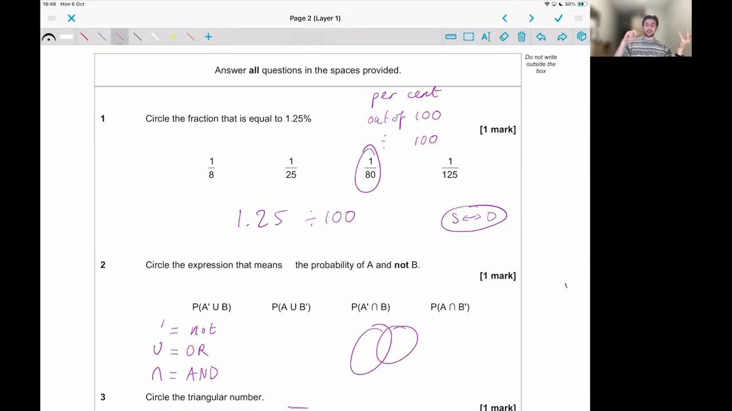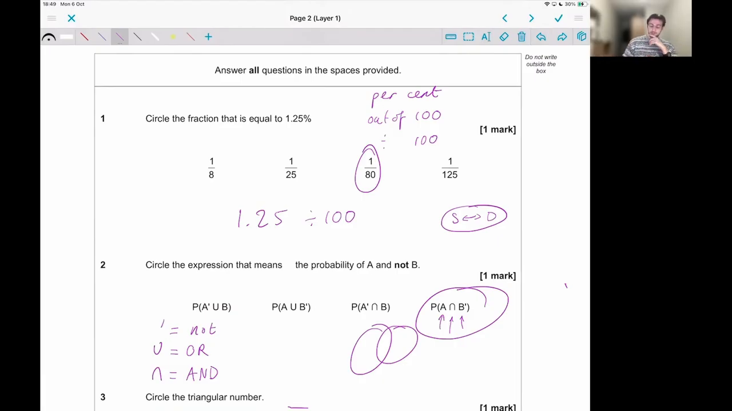That's the U shape. But the N for intersection, I like to say N for and, because it helps me remember. It's for the bit that's in both. So it doesn't need to be just A or B. It has to be A and B. So the intersection is the bit between the two. So what we're being asked for is the probability of A and not B. So we've got A and not B. That's what the B apostrophe is, that's not B. So that's our answer, and we're happy to move on.